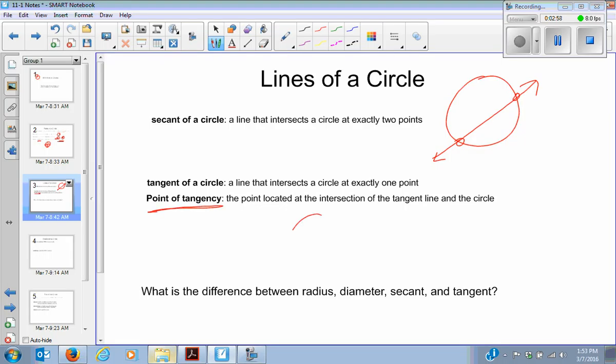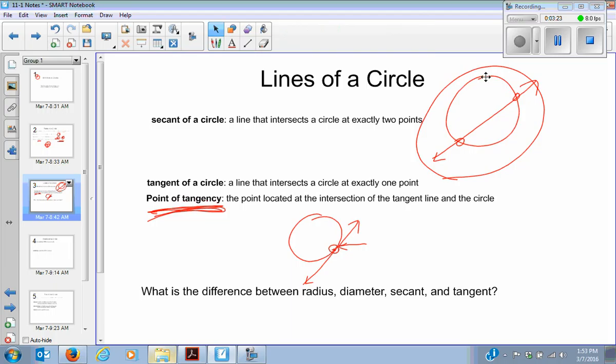So it looks something like this. We have a circle, and then the line just barely touches. I know it looks like it hits a couple points, but it would only hit 1 point right there. That would be the point of tangency, located right here. And this would be a tangent line. Notice it only hits 1 time, whereas this one right here hits twice.